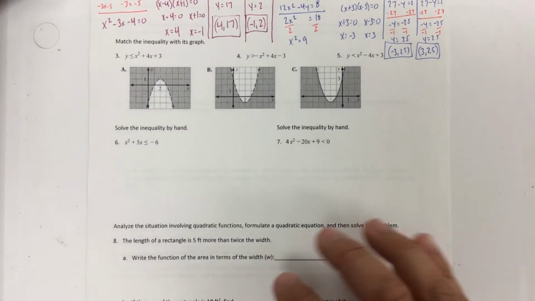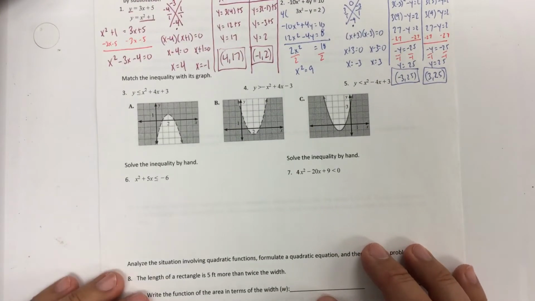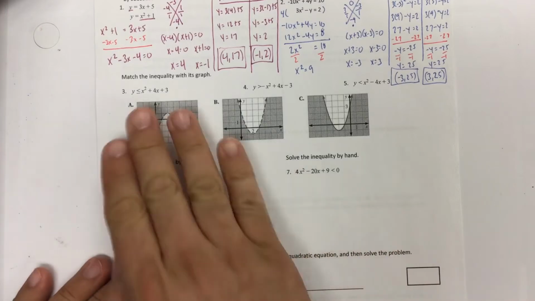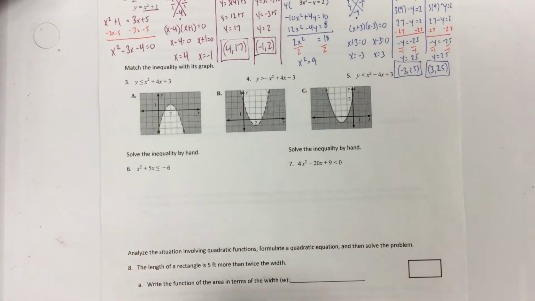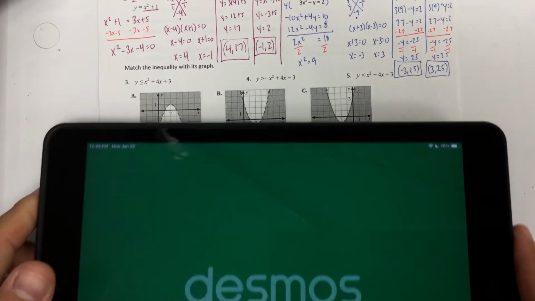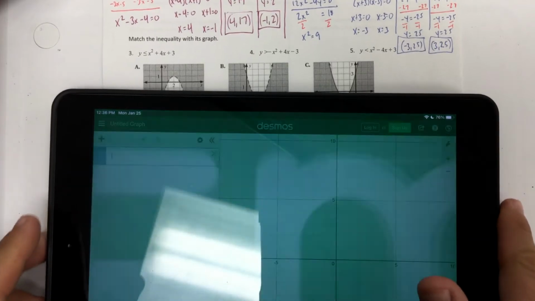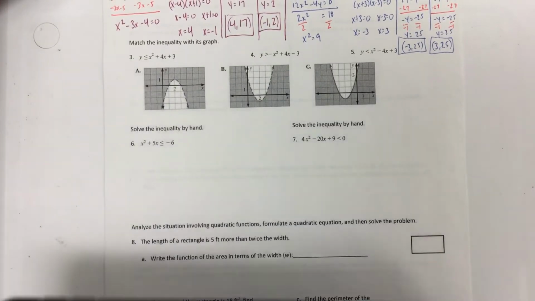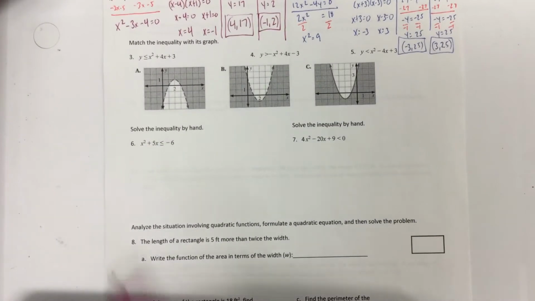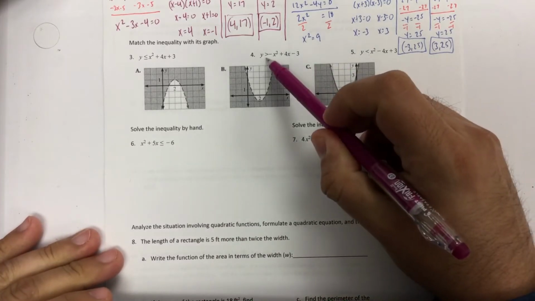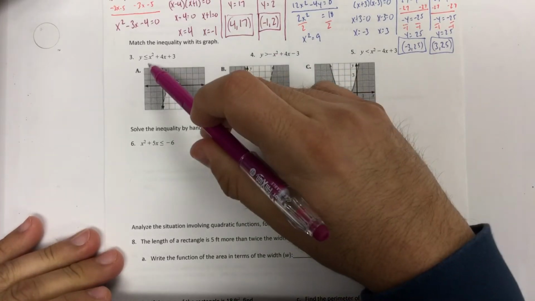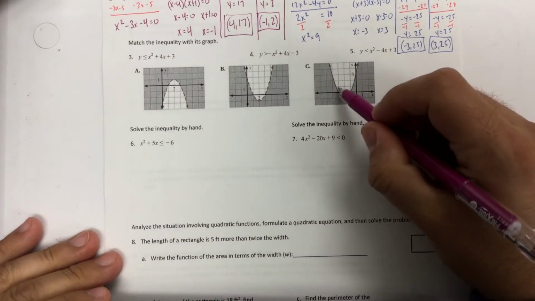All right, for the next one, it says match the inequality with its graph here. Honestly, with these problems here, I would just type them into Desmos and then get my answers pretty quickly. So let me show you what I would do with this one. Just by reasoning, honestly, these two have no equal bar, so they're going to be dashed. And this is the only solid one, just by looking at that. So the only solid one is C.